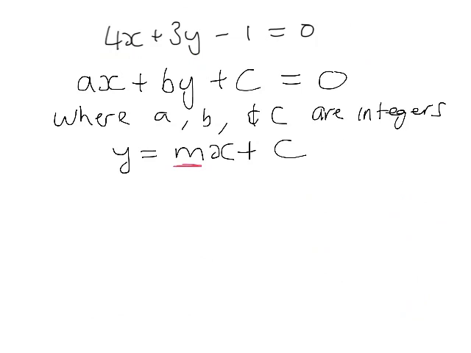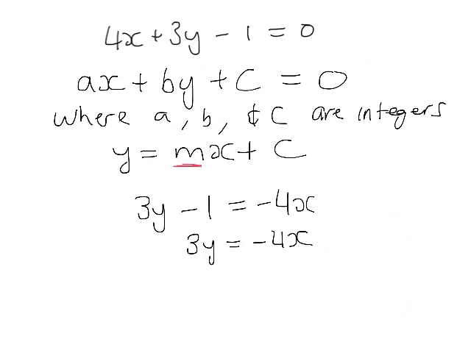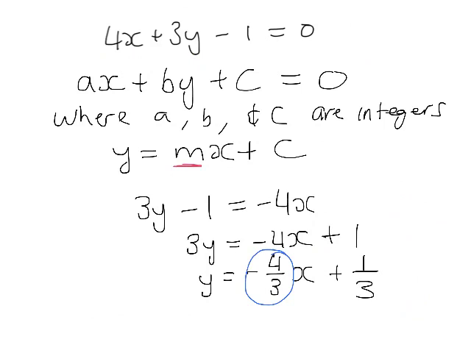So let's just rearrange this line quickly. We've got 4x plus 3y minus 1 equals 0. So I'm going to take away 4x from both sides. I get 3y minus 1 equals negative 4x. Adding 1 to both sides, I get 3y equals negative 4x plus 1. And dividing by 3, I get y equals negative 4 over 3 x plus 1 over 3. So now I've found the gradient of this line. The gradient is the coefficient of x. It is minus 4 over 3.